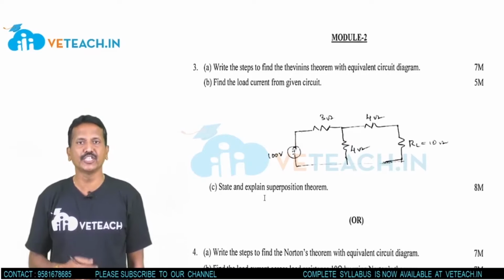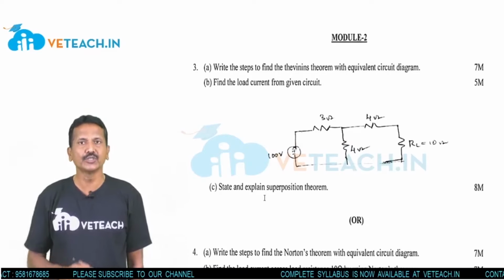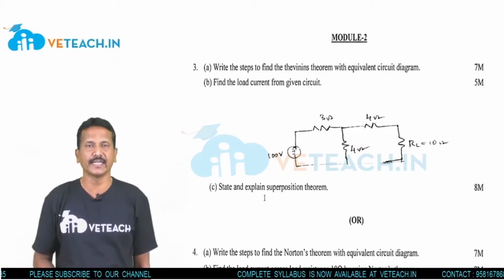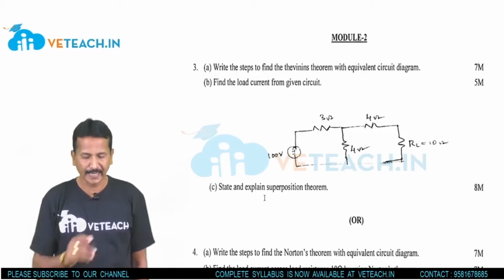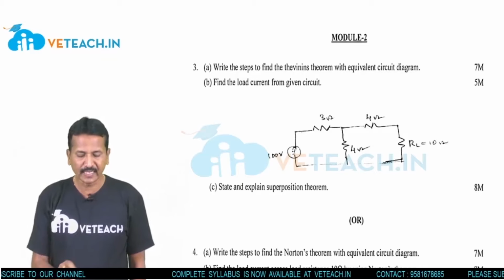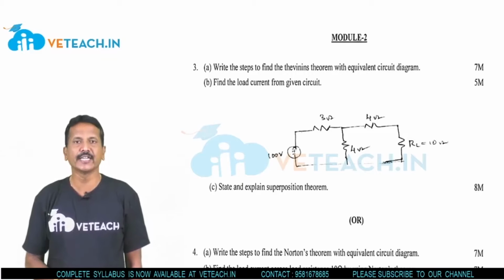First one is basic concepts, right? In module 2 we discuss the theorems. We normally have 5 to 6 theorems. Here, for the very first question: write the steps to find Thevenin's theorem with the equivalent circuit diagram.